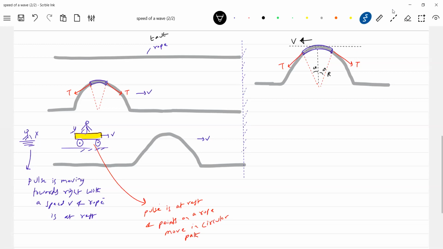So let R be the radius of curvature. This is theta. Then let the mass of this element be delta m. Then what do we write? 2T sine theta should be equal to delta m v square by R. The component of tension will provide the required centripetal force. So this arc length will be very small, theta will be very small, so this will become 2 theta. Delta m, what can we write? Mass per unit length. What is mu?